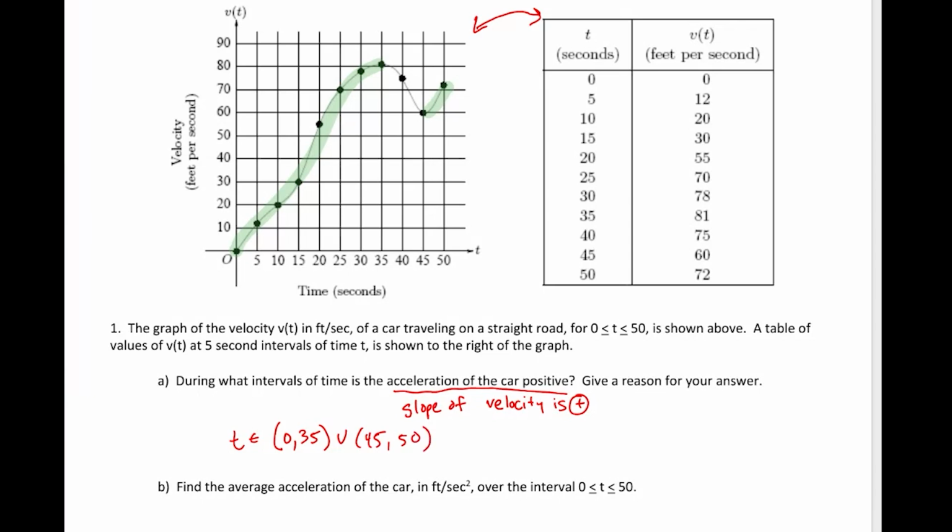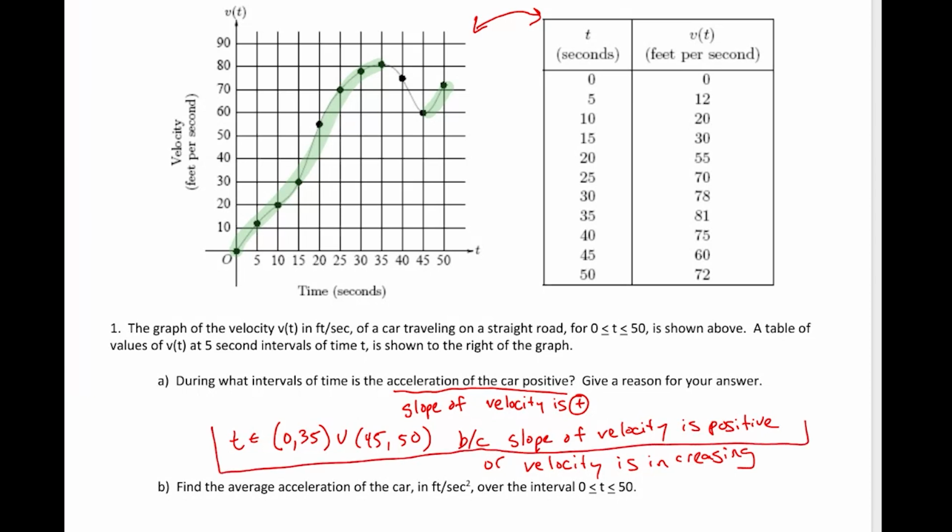Now, as far as the reason for our answer, we're just going to state that the slope of the velocity is positive. You could also say that the velocity is increasing. Both of these essentially mean the same thing. You're welcome to use either one of those explanations, whichever one makes more sense, but we do want to reference the velocity since that's what's given.